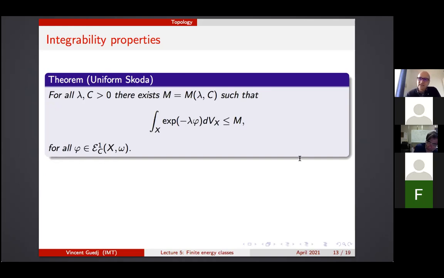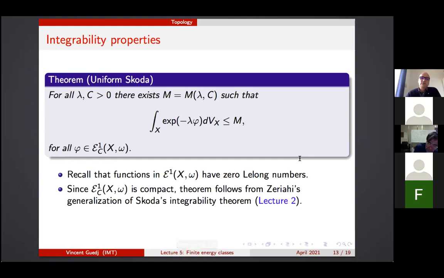I did not prove exactly this one. I proved another version, but it's very much connected. So this set of functions is uniformly exponentially integrable with a constant lambda, which is as large as I want, because we are staying away from positive Lelong number. Okay, so I won't say more today about that, but this was discussed at length in lecture 2.